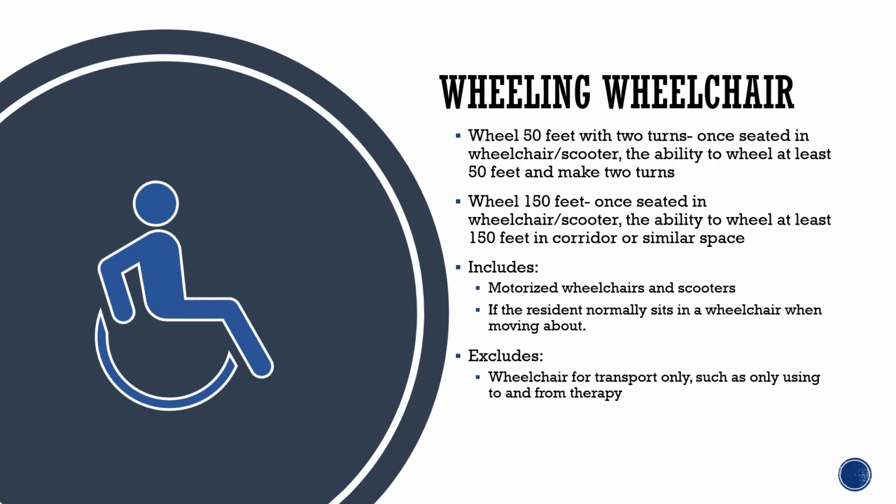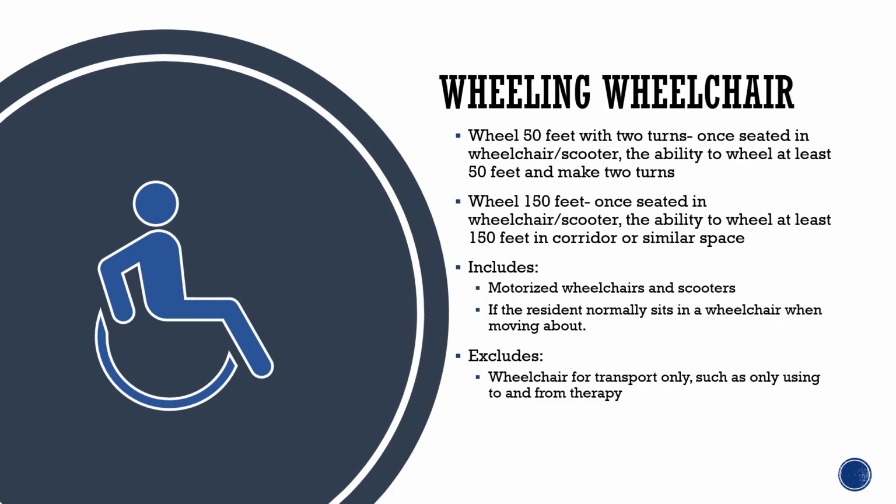The next item is wheeling a wheelchair. Wheeling a wheelchair wasn't specifically available on our old ADL coding, and this was kind of included in locomotion on the unit. But now wheeling a wheelchair is its own separate item. We have 2 separate areas that are the ADLs. The first is wheel 50 feet with 2 turns. The next is wheel 150 feet. Wheel 50 feet with 2 turns.